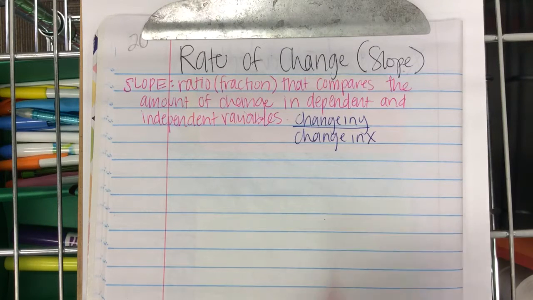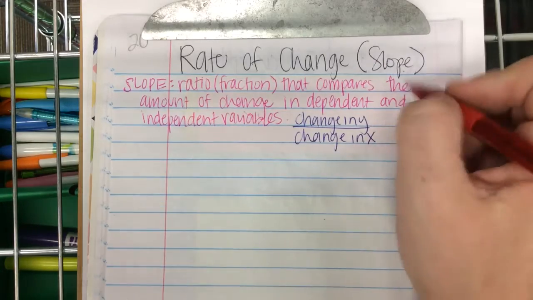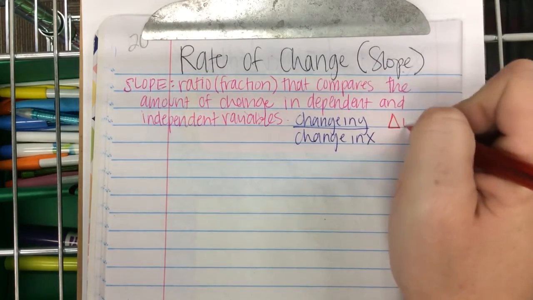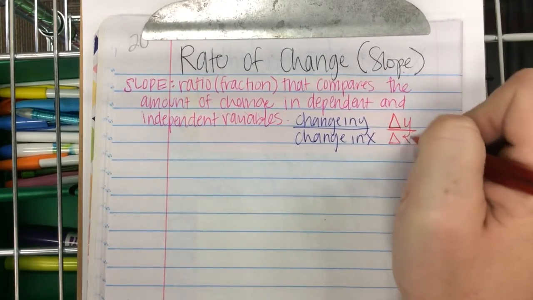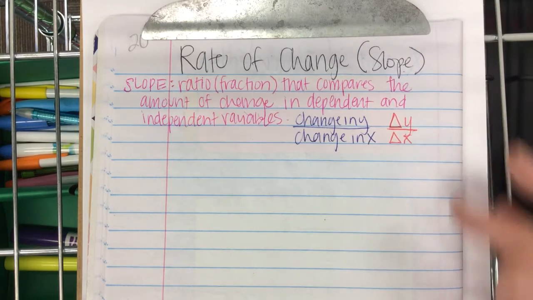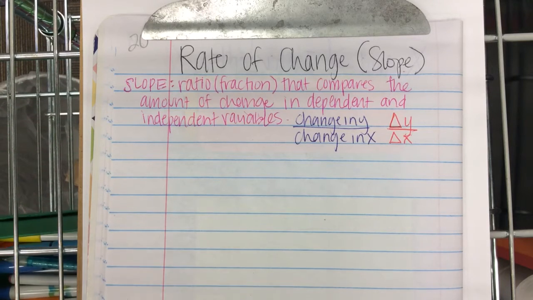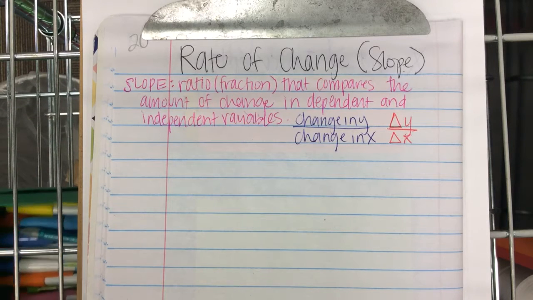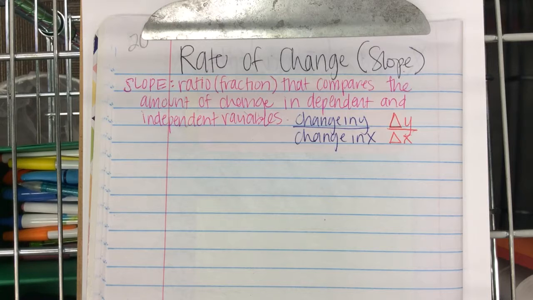A way of shortening change in y over change in x, especially in physics, the Greek letter delta, which is a triangle, means change. So delta y over delta x means the change in y over change in x. The Greek letter delta is used for change.